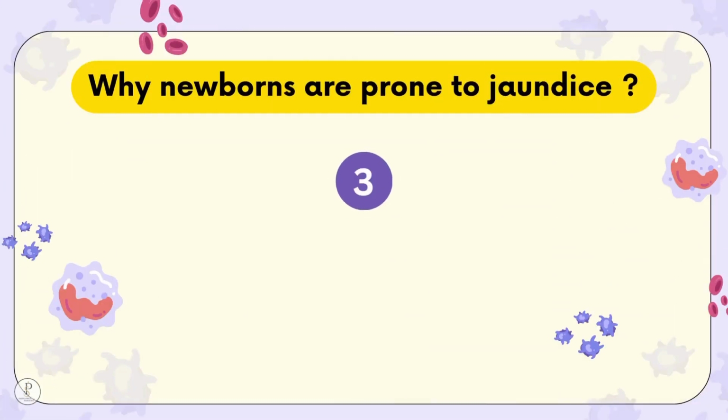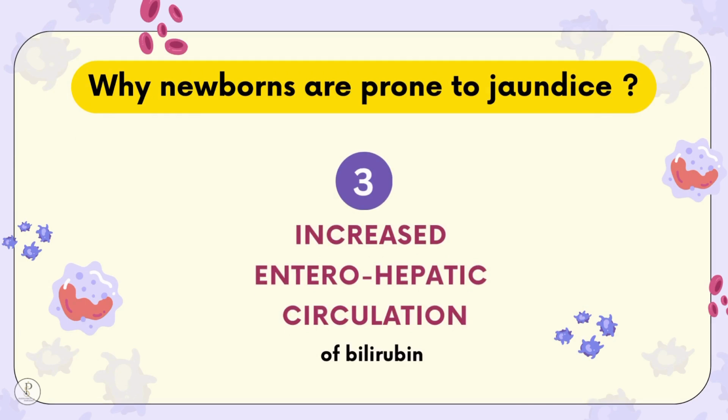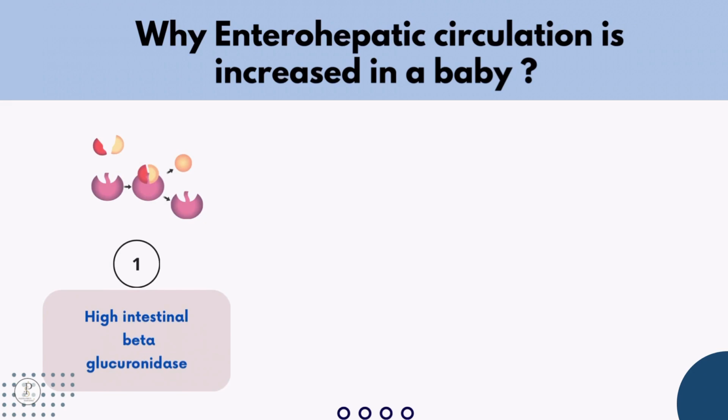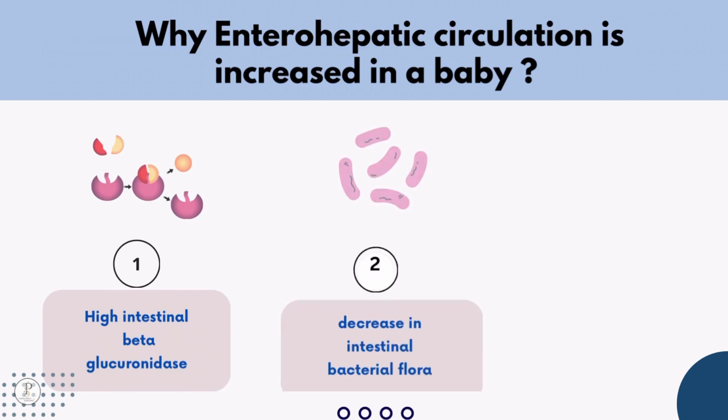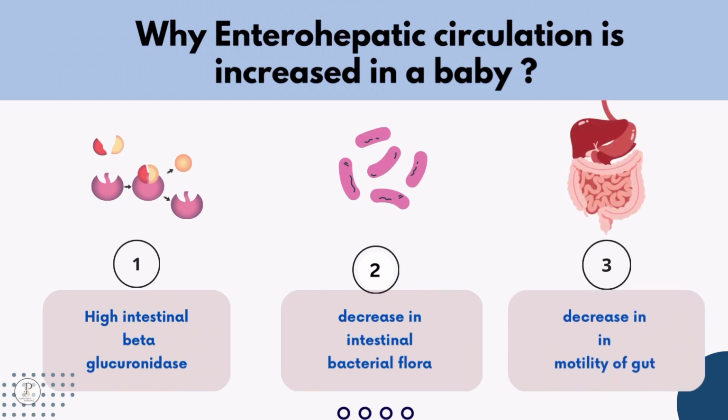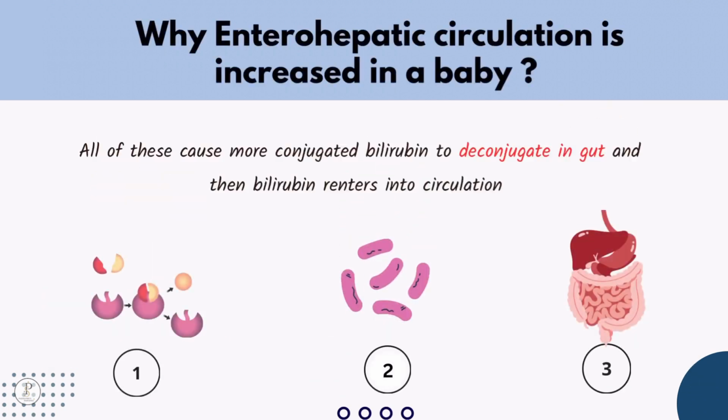Why newborns are more prone for jaundice? Third reason is increased enterohepatic circulation of bilirubin. Babies have increase in enterohepatic circulation, which happens due to following reasons. First, high intestinal beta-glucuronidase in newborn. Second, decreased intestinal bacterial flora. Third, decrease in motility of gut. All of these above causes more conjugated bilirubin to deconjugate in gut, and again bilirubin enters into circulation.